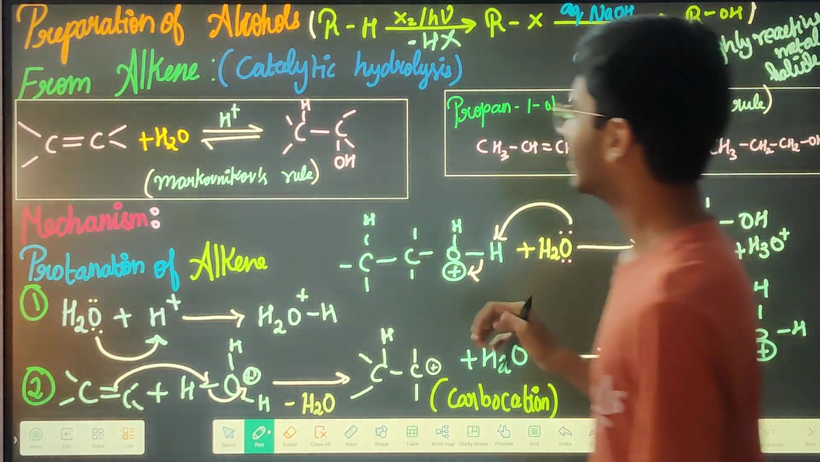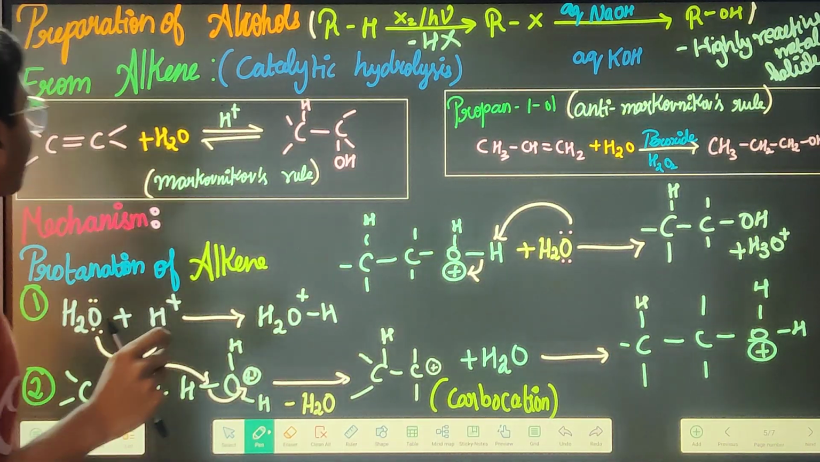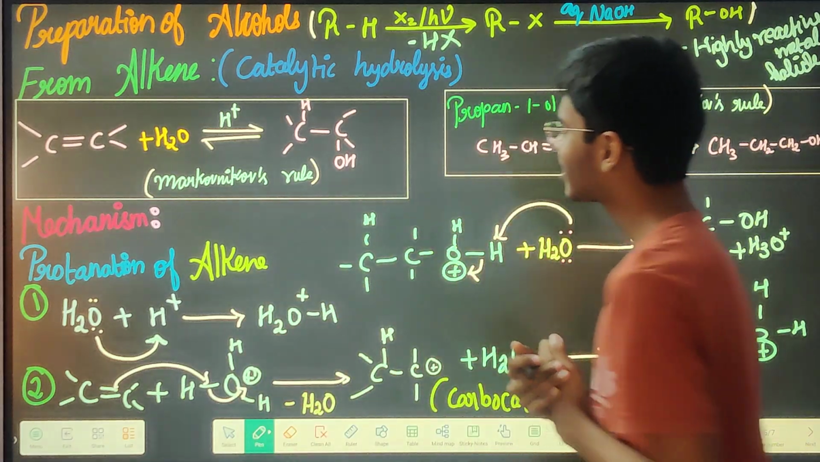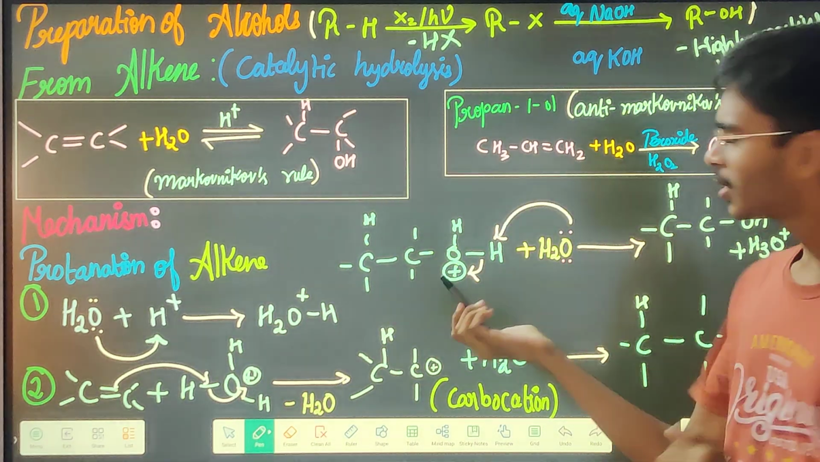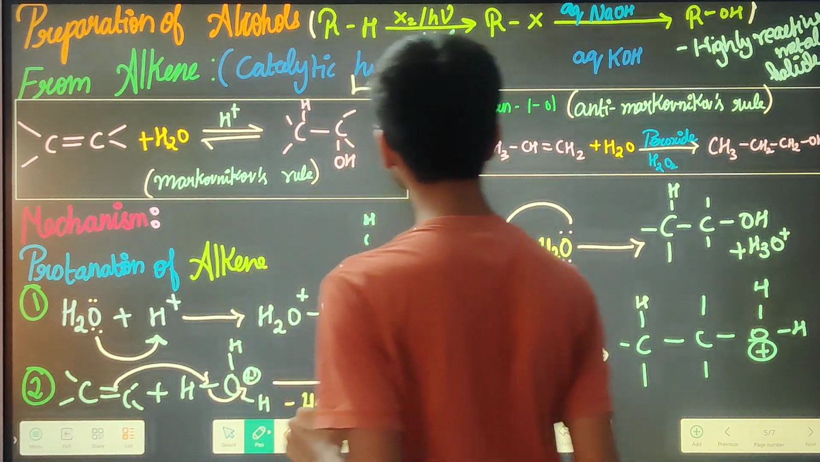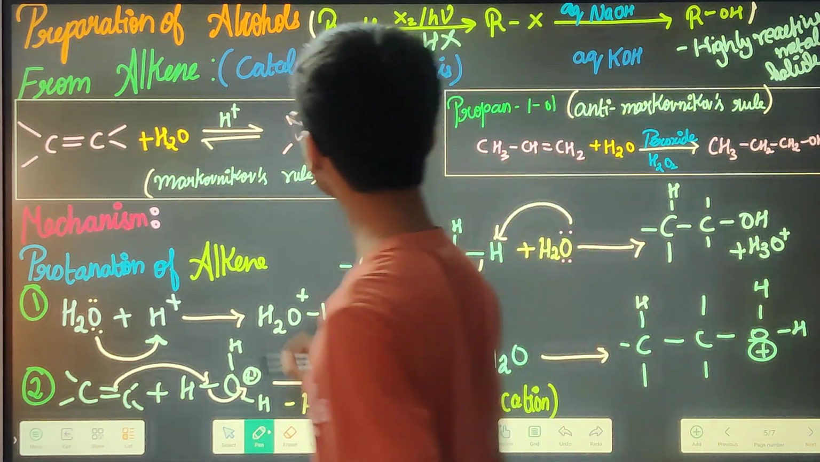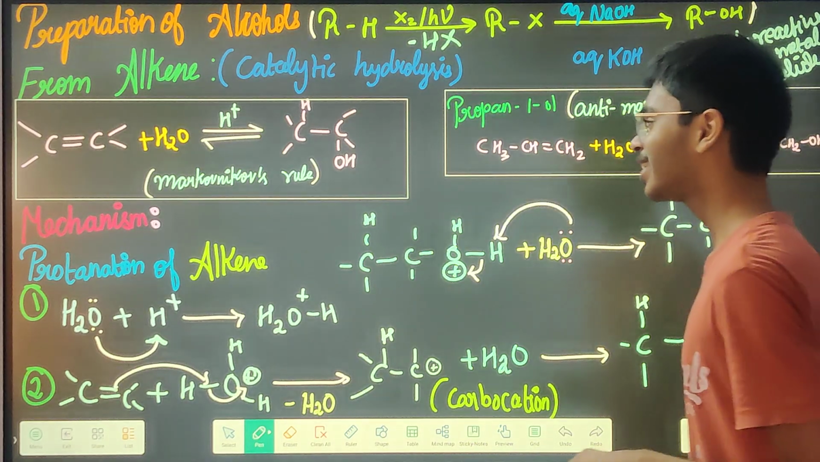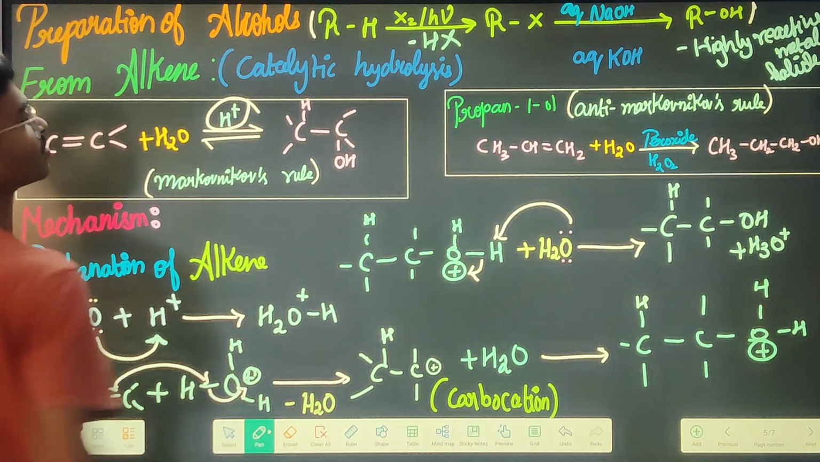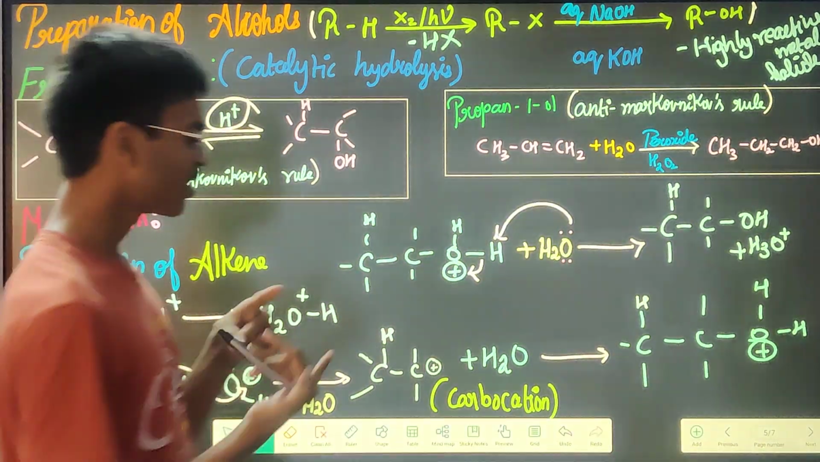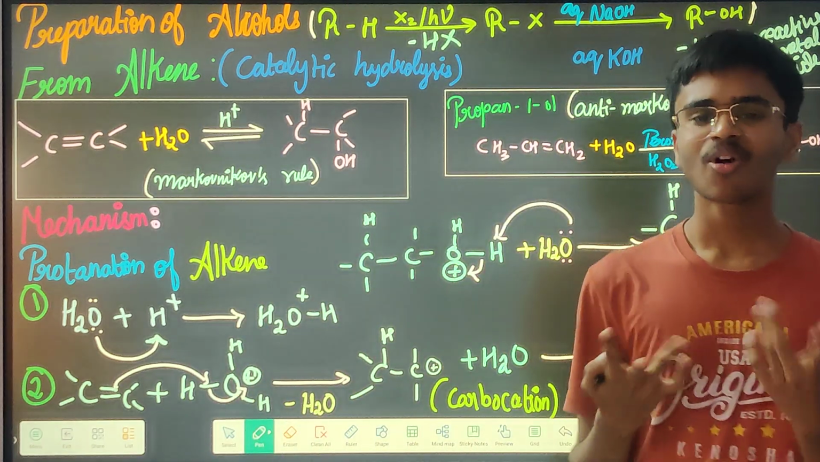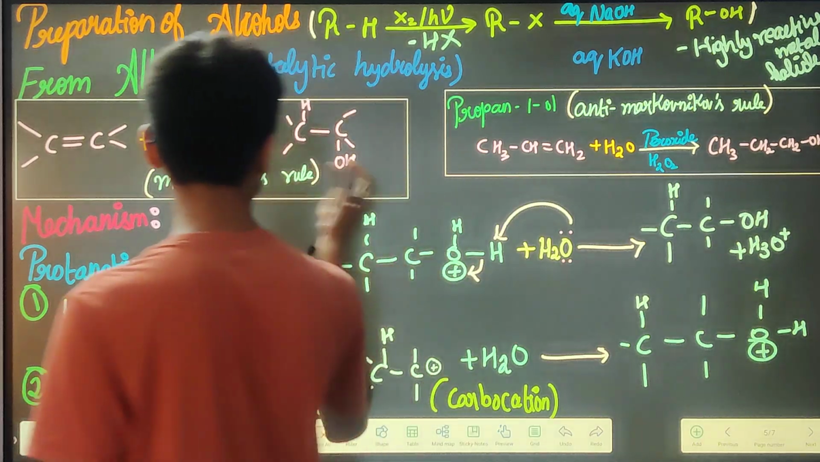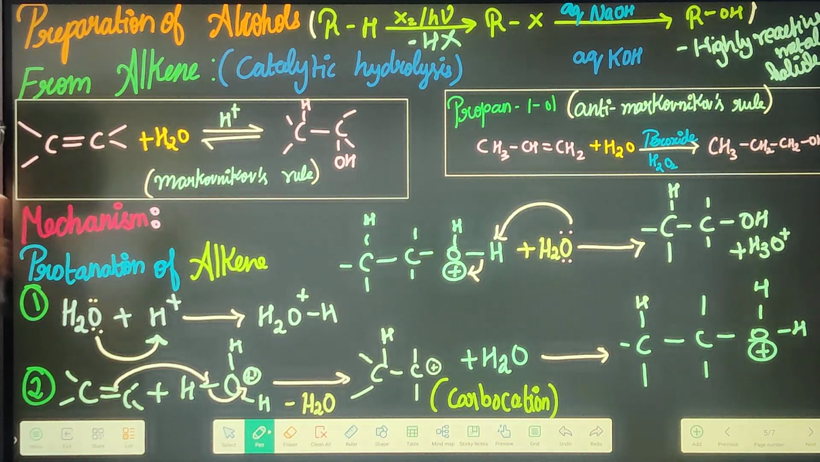Now we are going to see how to prepare alcohol from alkene. See, the first step is catalytic hydrolysis. What is catalytic hydrolysis? Hydrolysis means addition of H2O. Catalytic hydrolysis means you are adding H2O in the presence of a catalyst, like an acid. The acid can be anything, H2SO4 or HCl. And also we are going to see the mechanism difference. We will see it, but first just listen to it.